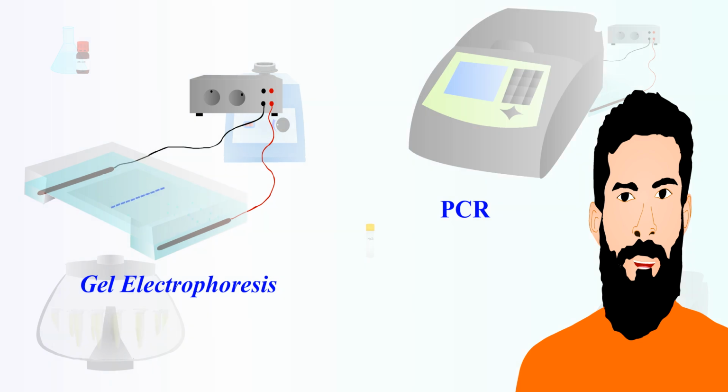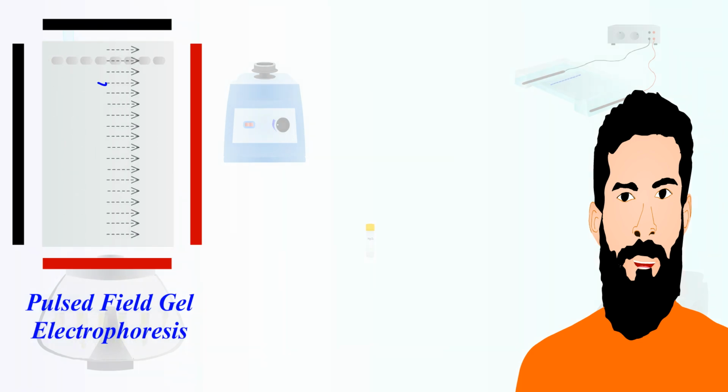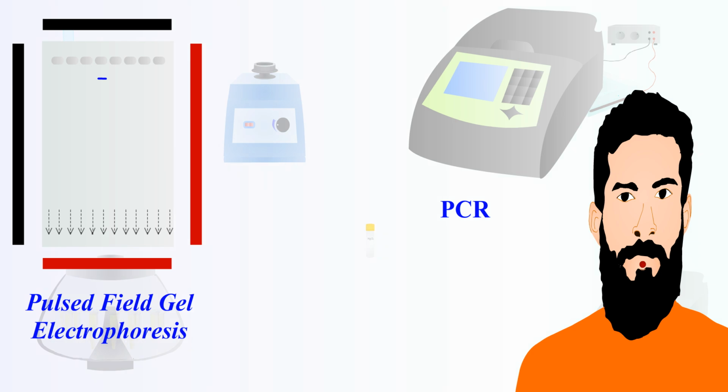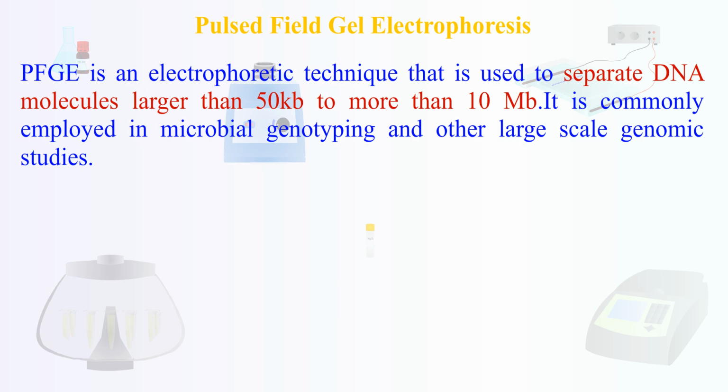This video is a continuation from two previous videos in our channel, Gel Electrophoresis and PCR. In the previous videos we discussed the basics of Gel Electrophoresis and PCR. In this video we'll see Pulsed-Field Gel Electrophoresis or PFGE and different types of PCR. First, let's see what is PFGE. PFGE is an electrophoretic technique that is used to separate DNA molecules larger than 50 kb to more than 10 megabases. It is commonly employed in microbial genotyping and other large-scale genomic studies.